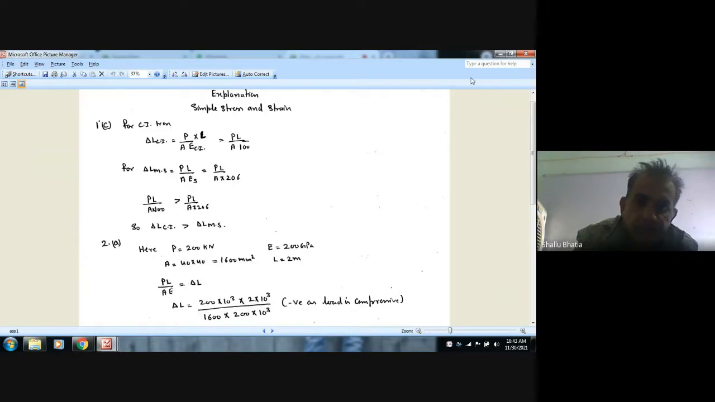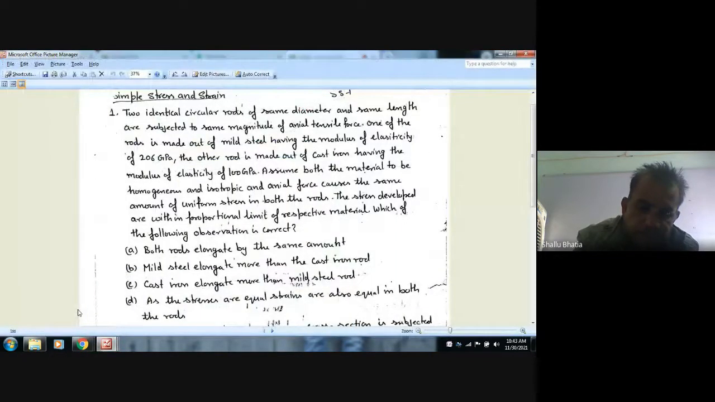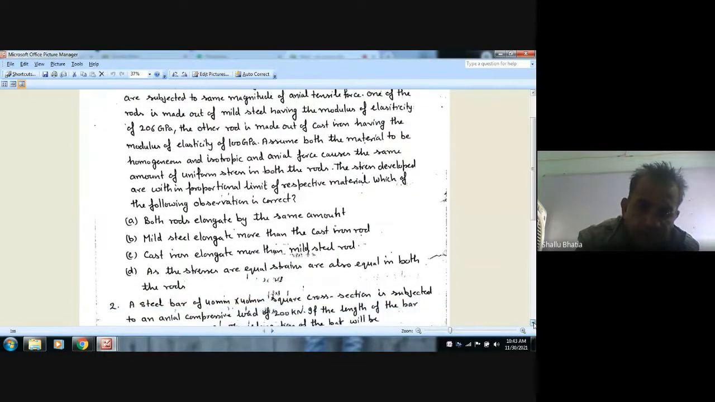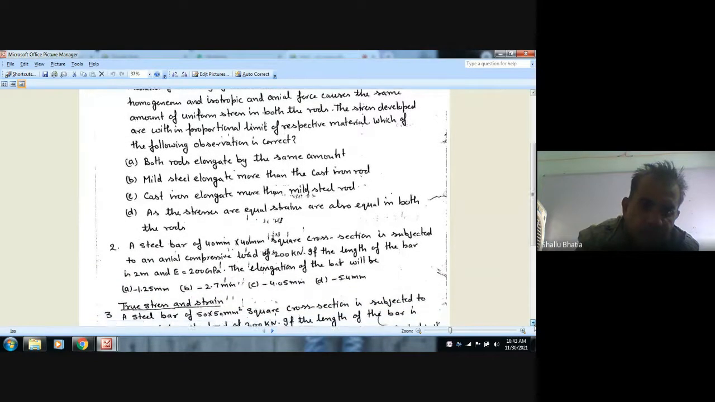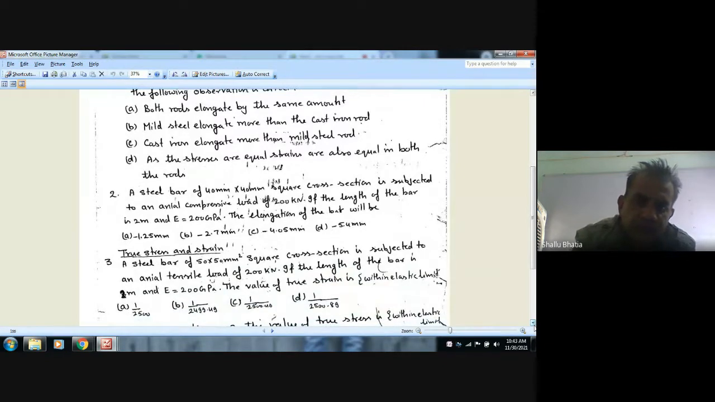Okay, so the next question is: a steel bar of 40 mm into 40 mm square cross section is subjected to an axial compressive load of 200 kilonewton. If the length of the bar is 2 meter and E is 200 GPa, the elongation of the bar will be? So this is a simple question.